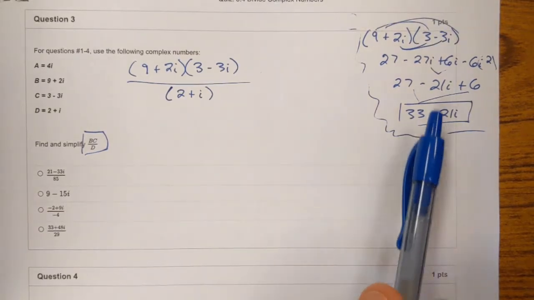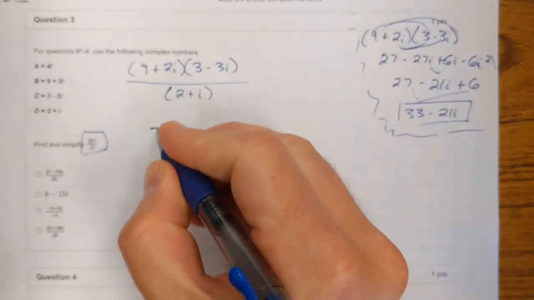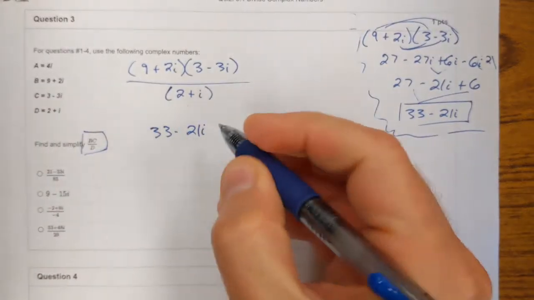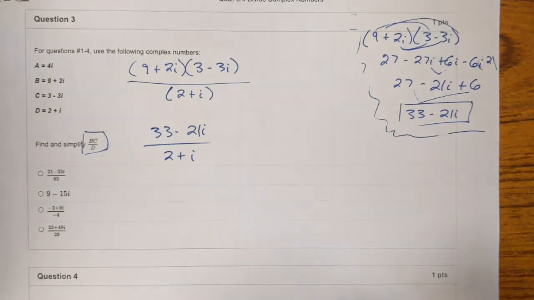So to save time off to the side, we went ahead and FOILed these together. This is something we practiced in the last section. So this becomes 33 minus 21i over 2 plus i. I need to divide these complex numbers.